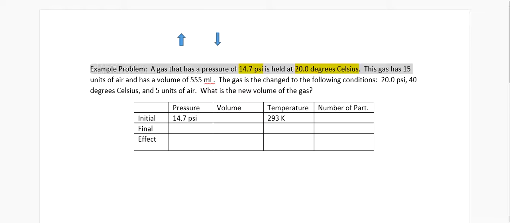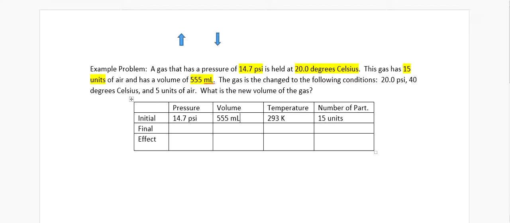Then it says that the gas has 15 units of air. So that's talking about the number of particles, and so that's 15 units. Then finally it tells me that initially I have a volume of 555 milliliters. And so that's my initial conditions.